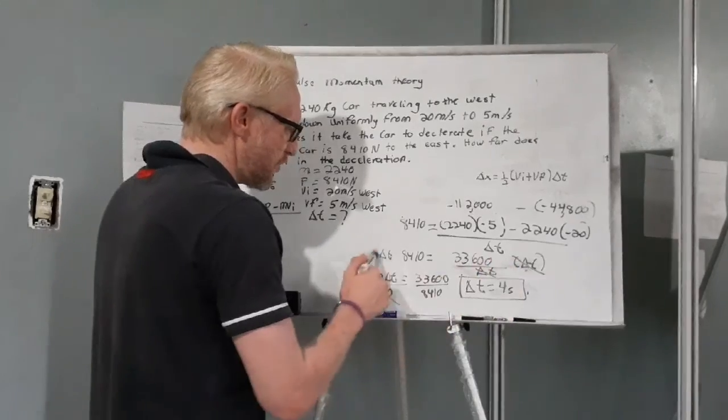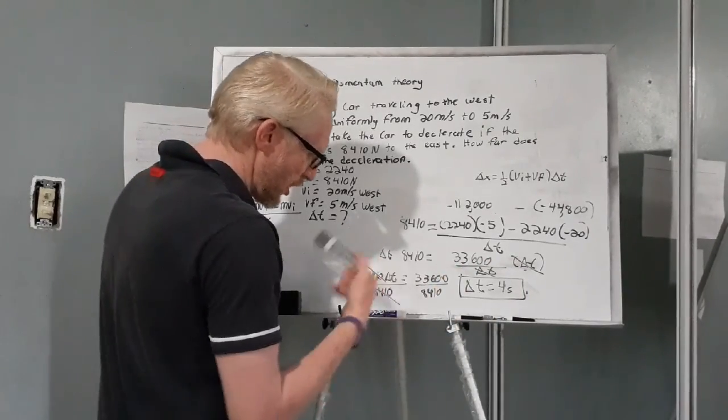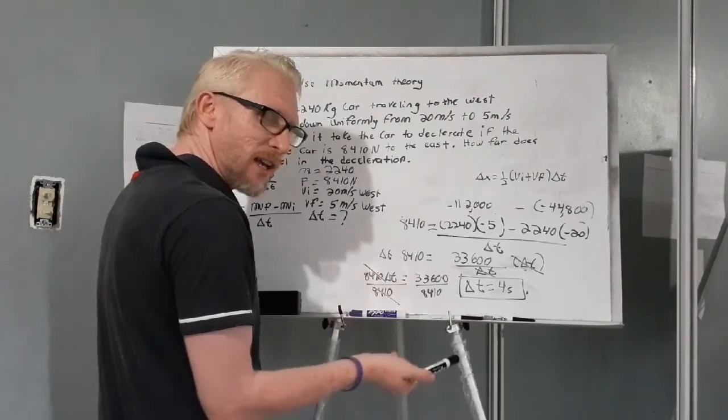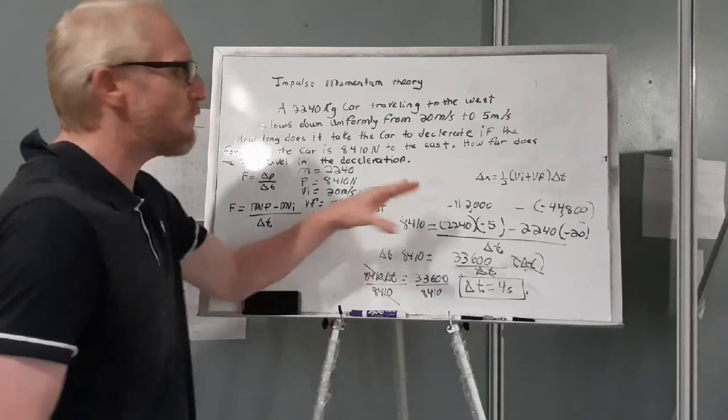I multiply it on both sides. This cancels out. 8,410 multiplied by the change in time equals 8,410 change in time. I divide by 8,410 on both sides, and my time is 4 seconds. So I answered the first part of my question.